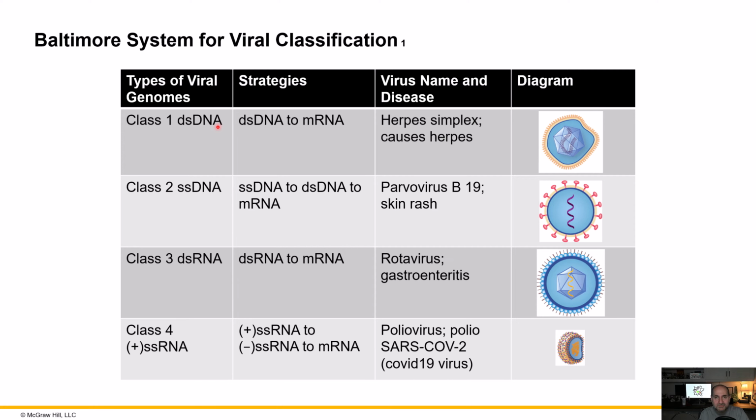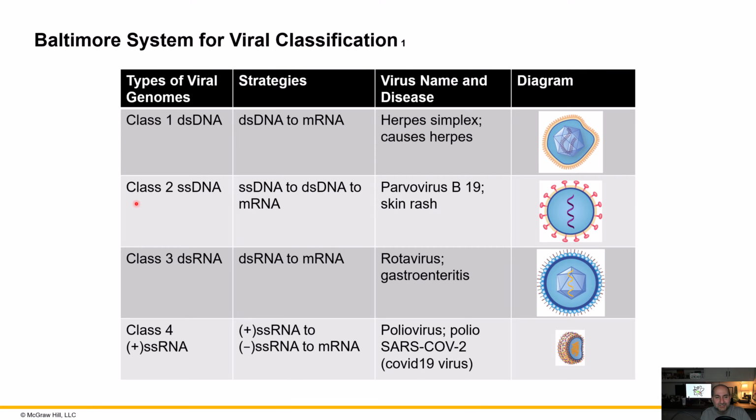All organisms that are alive, bacteria, archaea, eukarya, we all share double-strand DNA genomes. So double-strand DNA genomes are similar to the genomes of animals and plants and bacteria and archaea. And some viruses have a double-strand DNA genome. For example, herpes simplex virus. These are known as class 1 viruses.